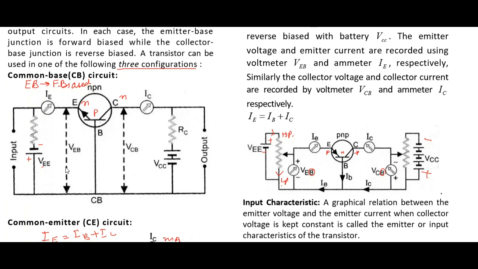Two kinds of graph: input characteristics, the graph between input current and input voltage. Output characteristics, the graph between output voltage and output current. Transfer characteristics, the graph between output current and input voltage. So we have two or three kinds of major characteristics that we shall study in my next lecture.